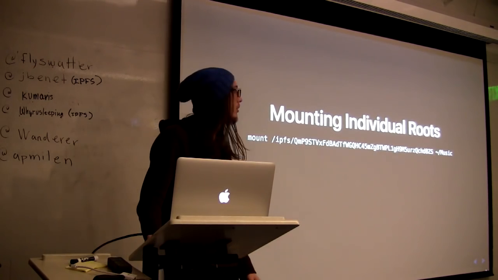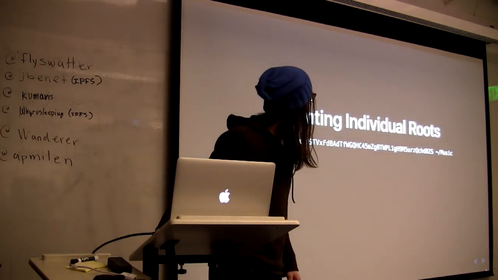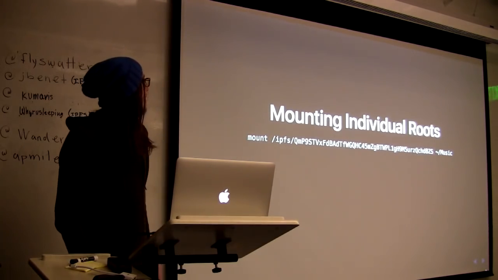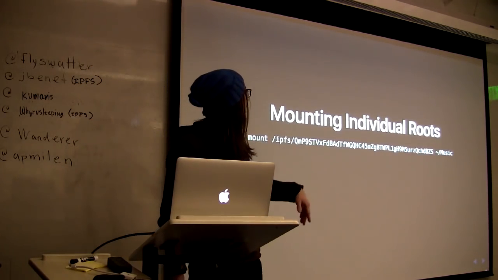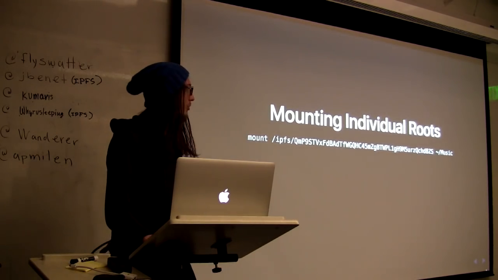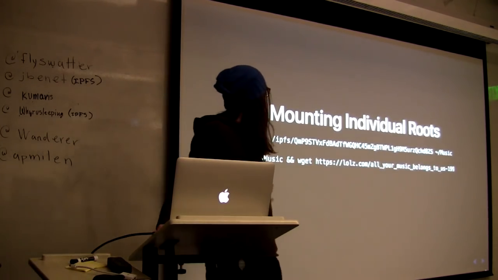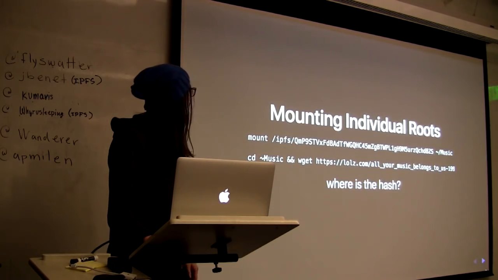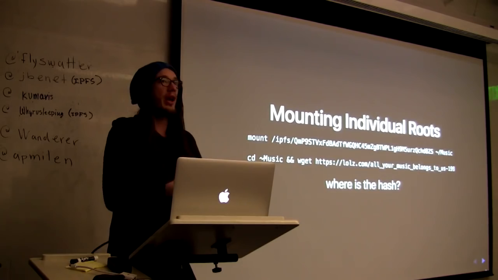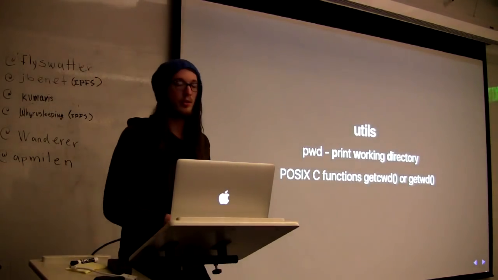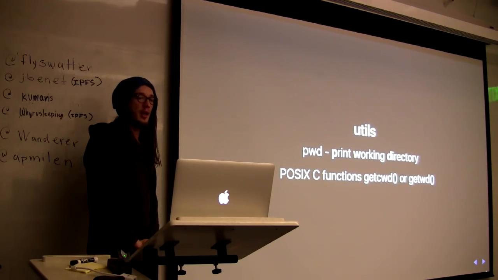So maybe one way to do it would be to mount individual files or individual root hashes. For example, maybe I could mount a root hash directly to my music folder, and that would contain all my music. And then I could CD into it, download some music, but we have a new hash there. We have a new root hash since we changed it. So we need some utilities.